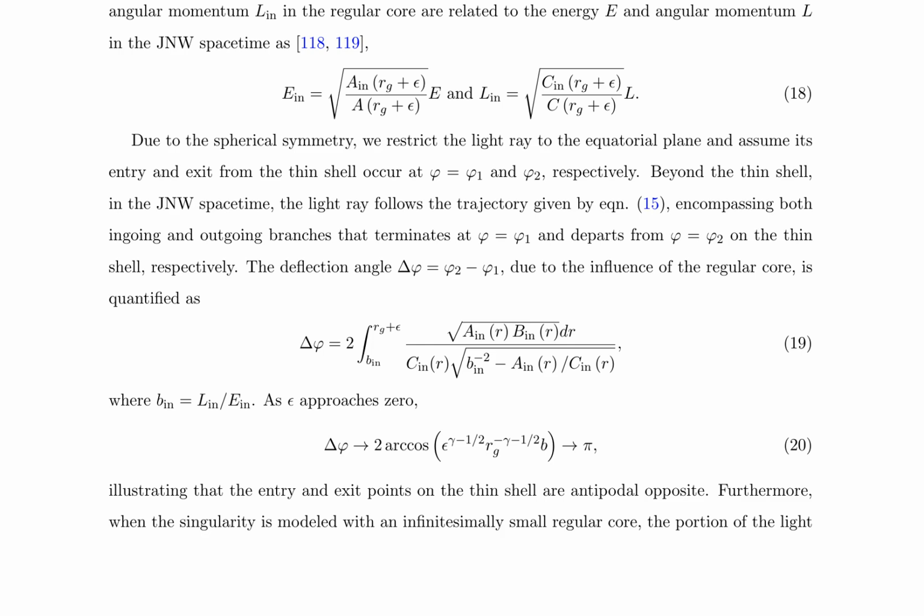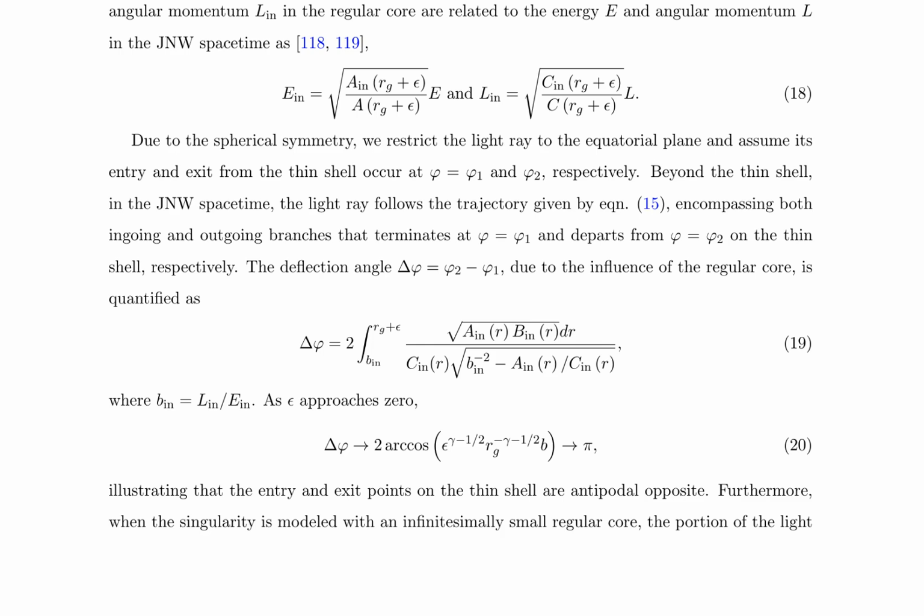Notably, when the singularity is modeled with an infinitesimally small regular core, the portion of the light ray passing through the core is negligible, and the entire trajectory is effectively confined to the JNW spacetime. This regularization of the singularity spacetime facilitates a more detailed examination of the gravitational lensing effects caused by the naked singularity in the JNW spacetime, providing a novel framework for understanding the behavior of light rays in the vicinity of such singularities.